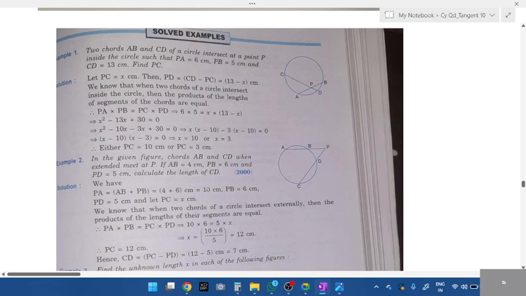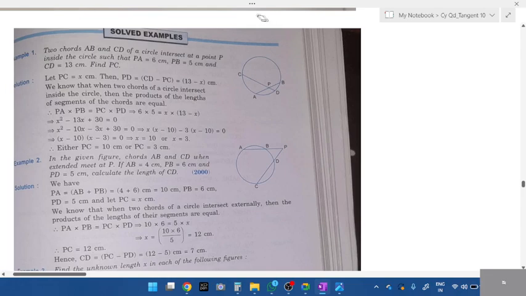Now, look at this question. Ignore the solution. They have given it in a lengthy way. How do you solve this question, students? What is the value given? PA is, look at the first question. PA is how much? 6. So PA into PB is equal to PC into PD.